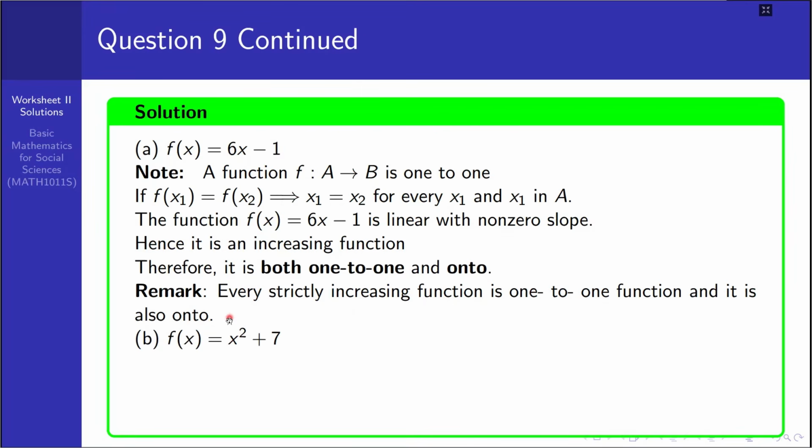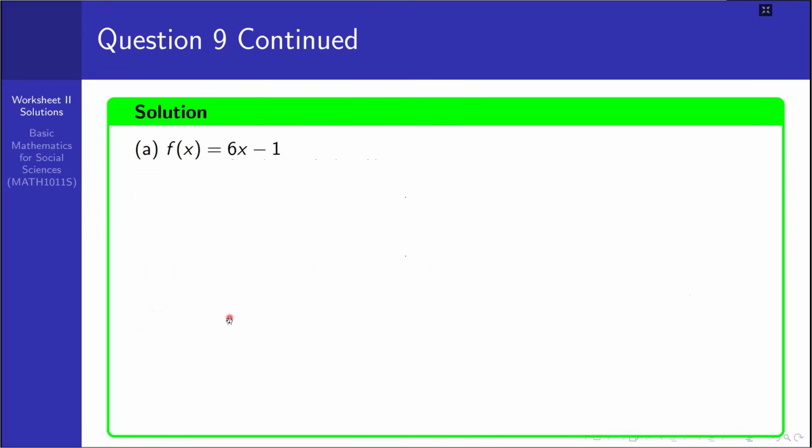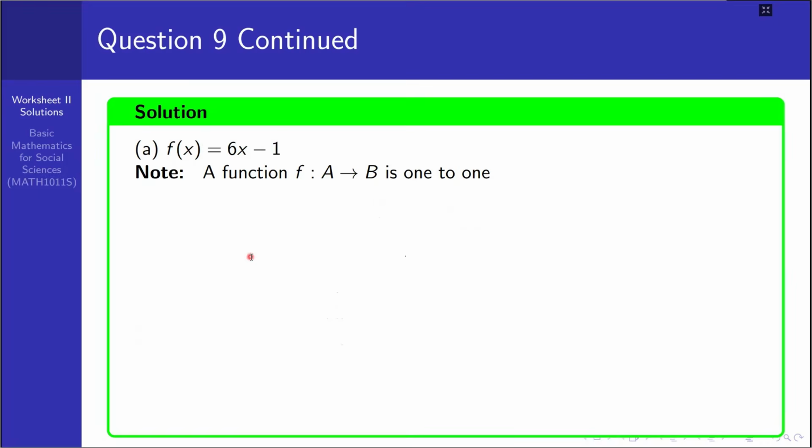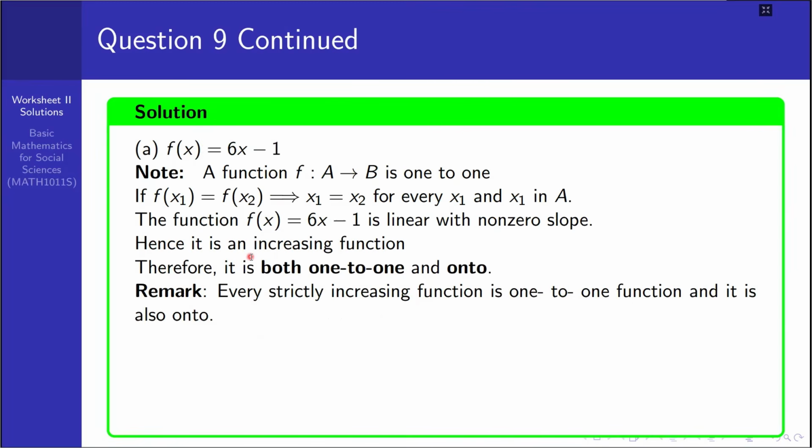Next one, that's simply b, f of x equal to x squared plus 7 is given. So we check whether this is one-to-one and on-to. Where is f of x defined? I think it is from R to R.